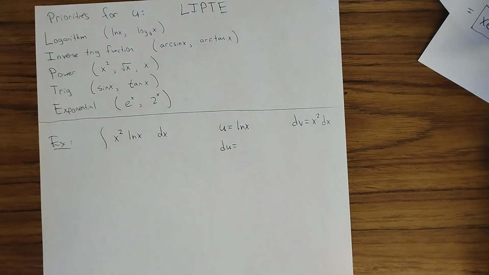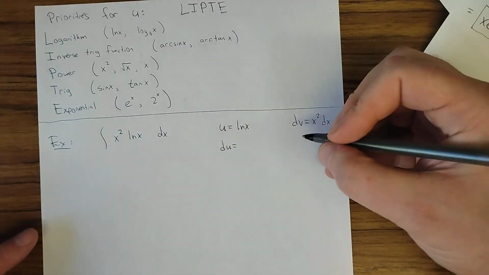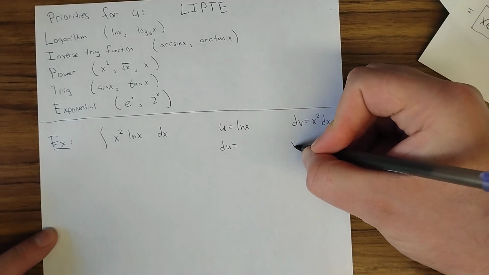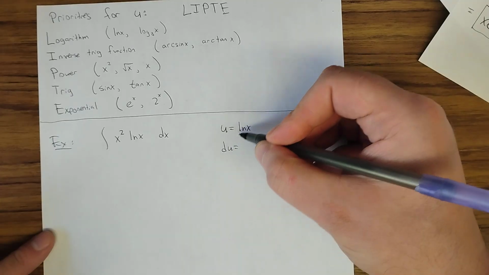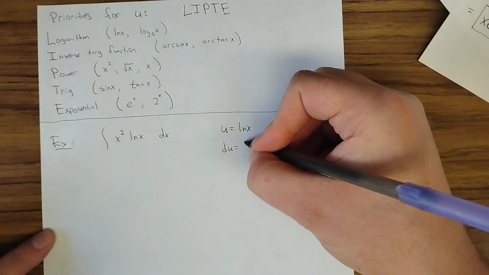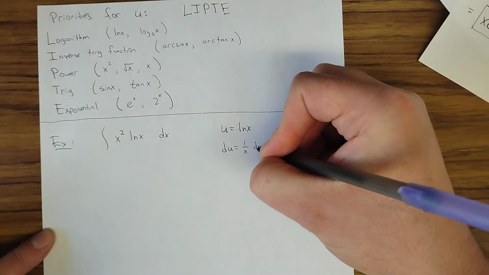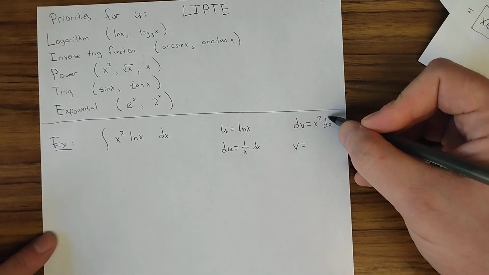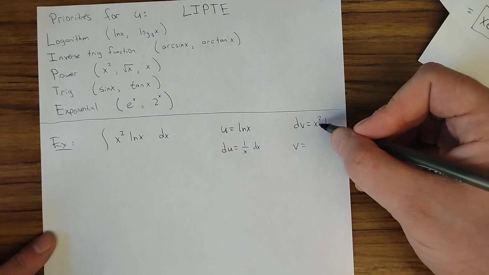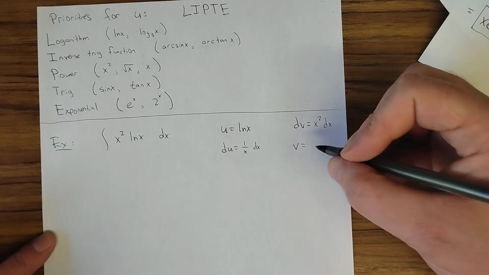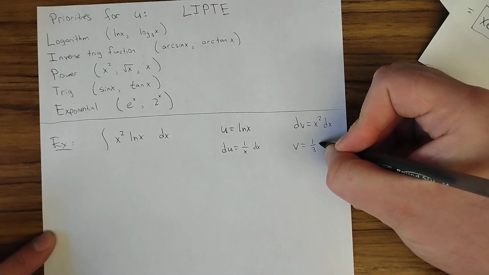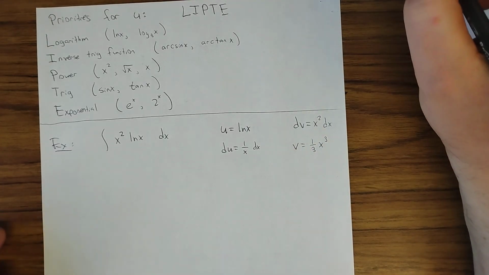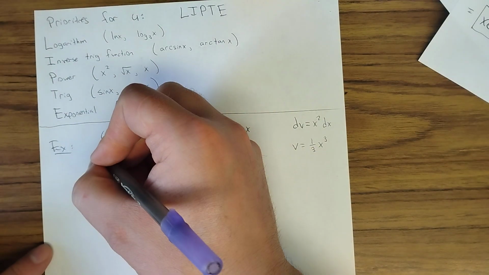In order to use integration by parts, I'm going to need du, and I'm also going to need v. So du is the derivative of ln x, that's 1 over x dx. For v, I'm finding the antiderivative of this, and it could be any antiderivative again, so I'm not going to write plus c for my answer. I'm just going to write 1/3 x cubed.